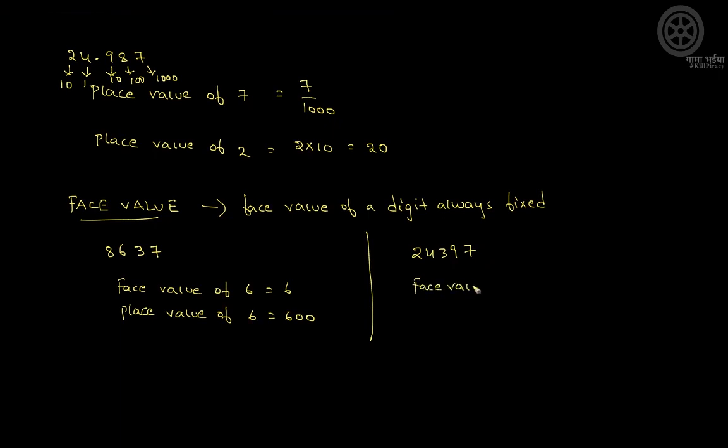If we take another example, face value of 9 and place value of 9. What is the face value of 9? It's 9 only. What is the place value of 9? 9 into 10, right? 90. Understood the difference between the place value and the face value? Clear? Good. Now we will see how to add, multiply or divide decimals.